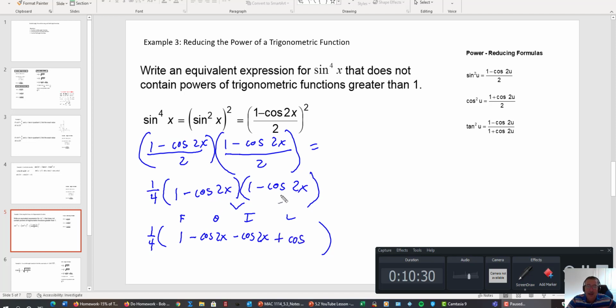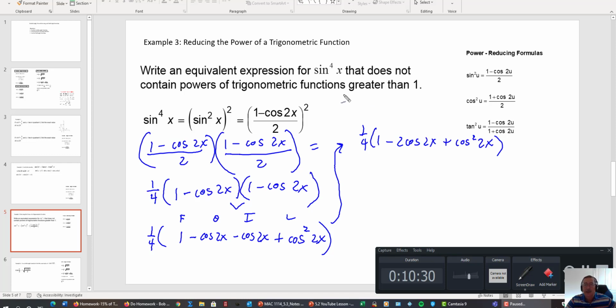Negative cosine 2x times negative cosine 2x is positive cosine square 2x. Again, do not mess with the angle when you are multiplying trig functions. You only square the cosines here. Do not touch the angles. And then we're going to go ahead and collect like terms here. And I might move this up, let me go ahead and bring this up. 1/4 times 1 minus 2 cosine 2x. So we got a -1 and a -1, a -2, plus cosine square 2x.